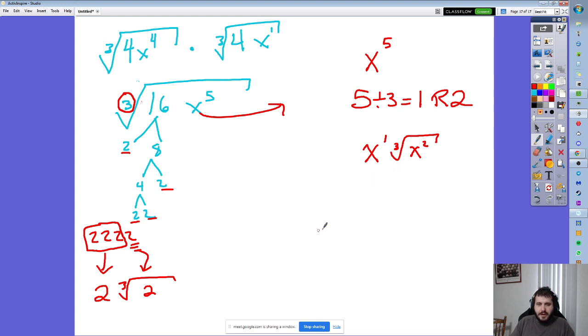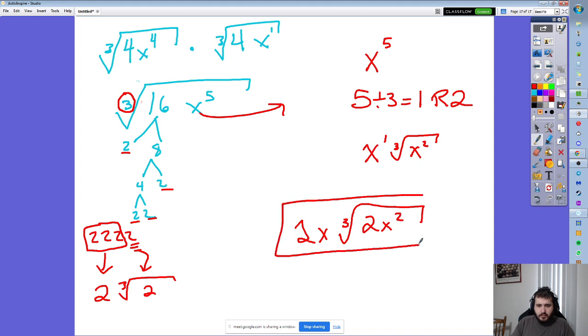So now, combining all my stuff, double checking. There were no numbers on the outside to start with, so I don't have to worry about that. See how it was just nothing out here on the outside to begin with. 2x, and then on the inside of the radical, 3 for the root, 2x squared. And that is your final answer.